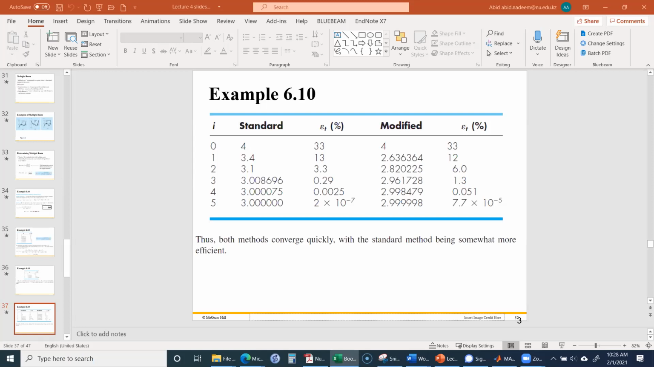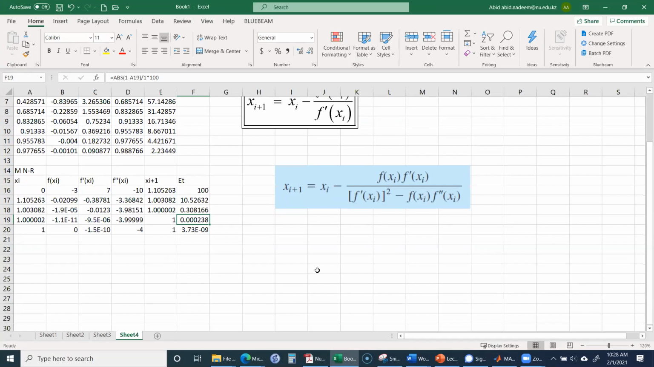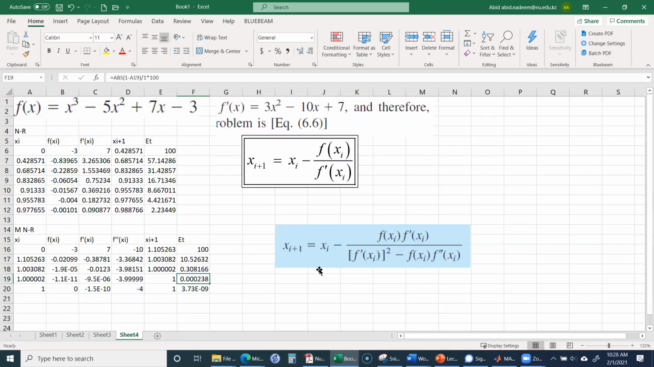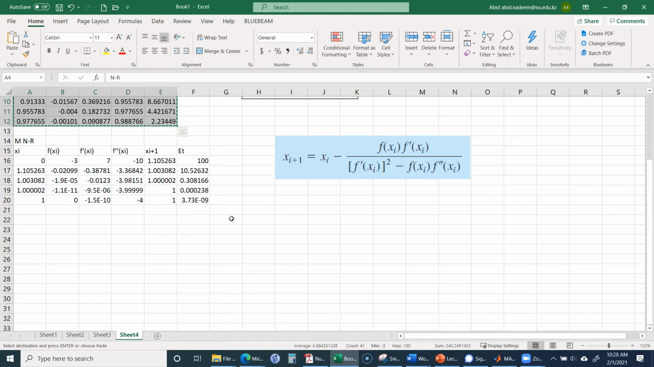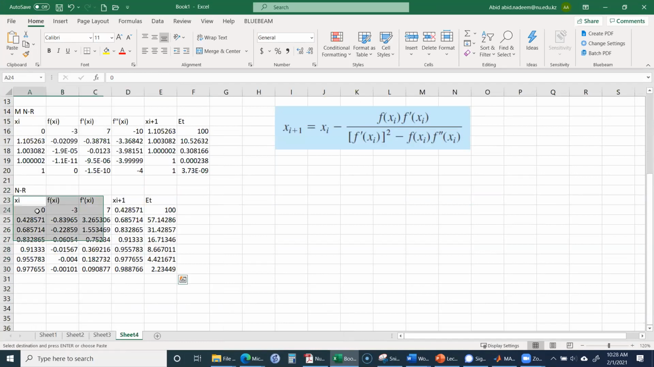Yeah, Excel is here. Can you see the Excel now? Yes. Okay. So if I apply this method for finding the single root, for the multiple root I started from 0. For the single root, I will start from 4, that means some other value.